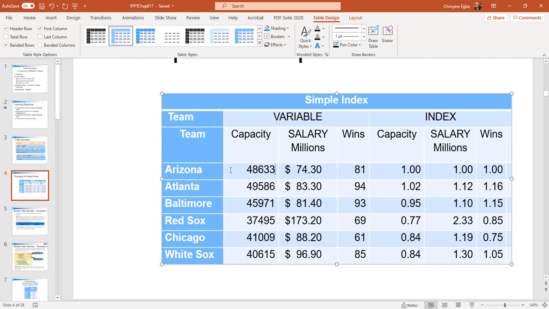We compare everybody to Arizona, and so you see Arizona has 1, and the other ones are different from 1, unless their values are exactly equal to Arizona. So this is a very simple index. And the homework assignment that I gave you is pretty much like this. And we're going to get to it in a minute. All right? An example of a simple index.